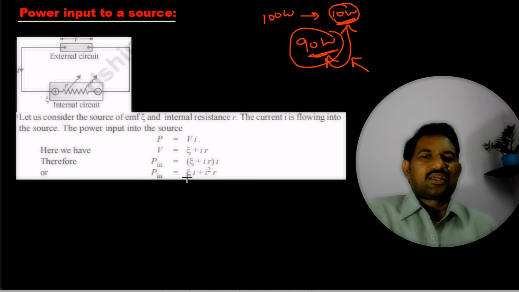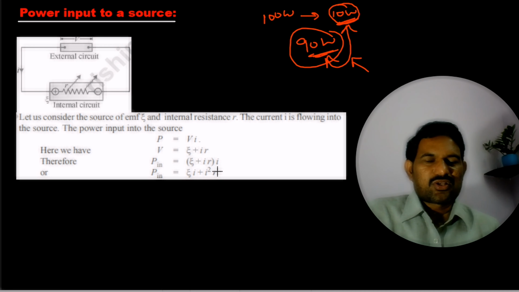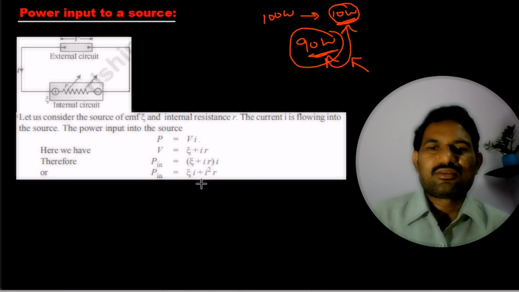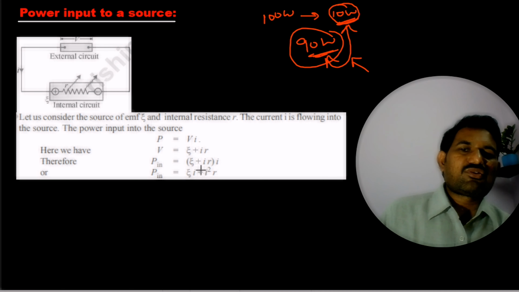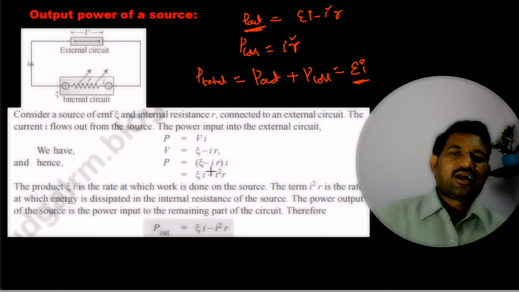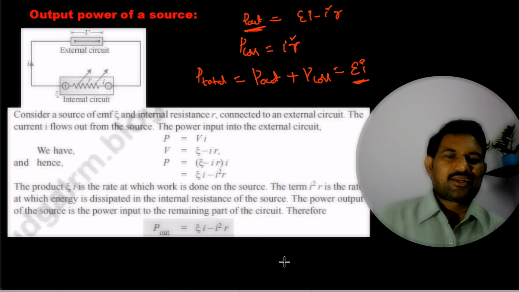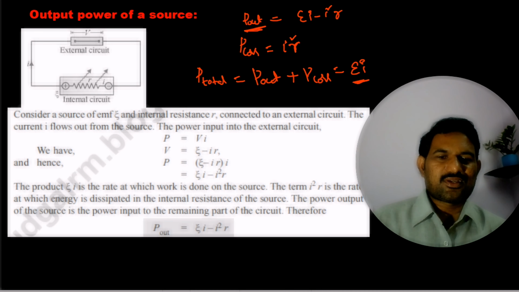What we are getting here, EI, is the actual power to the source, and I square R is the loss of energy at this cell, right? So this is the power input. In case of input, you will get the plus sign here, and when you are writing the output, you will get the negative sign. Remember these cases carefully.